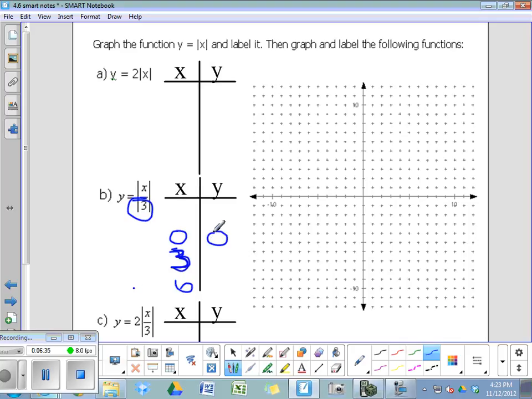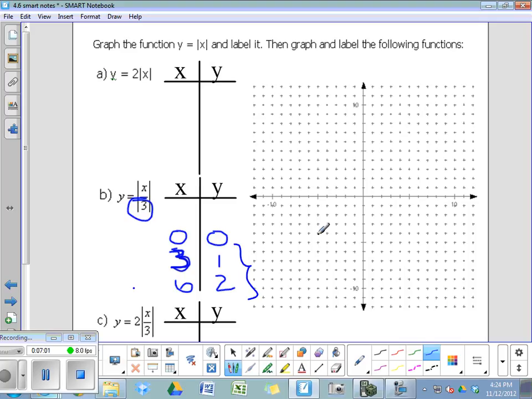Absolute value is 0. You'll see what happens now when I put in 3. Divide by 3, you get 1. Absolute value is 1. When you put in 6, 6 divided by 3 is 2. The absolute value of 2 is 2. Had I used 1 and 2 instead of 3 and 6, I would have gotten decimal values here for y, and that would not be ideal.